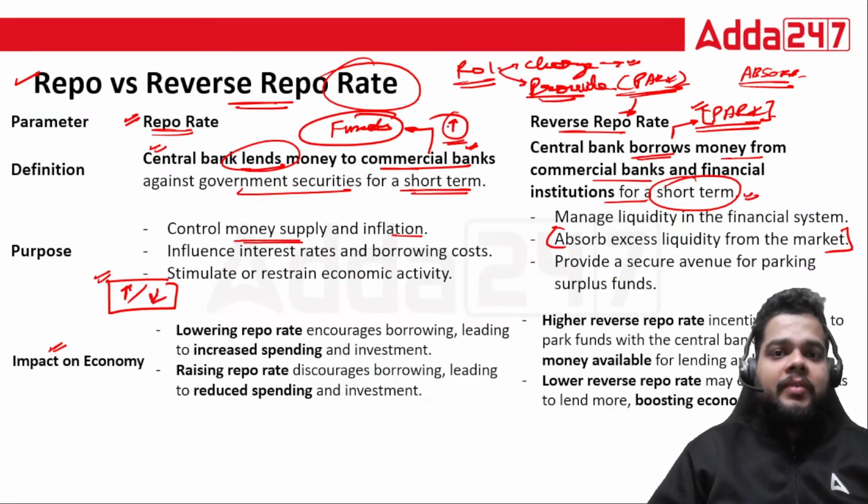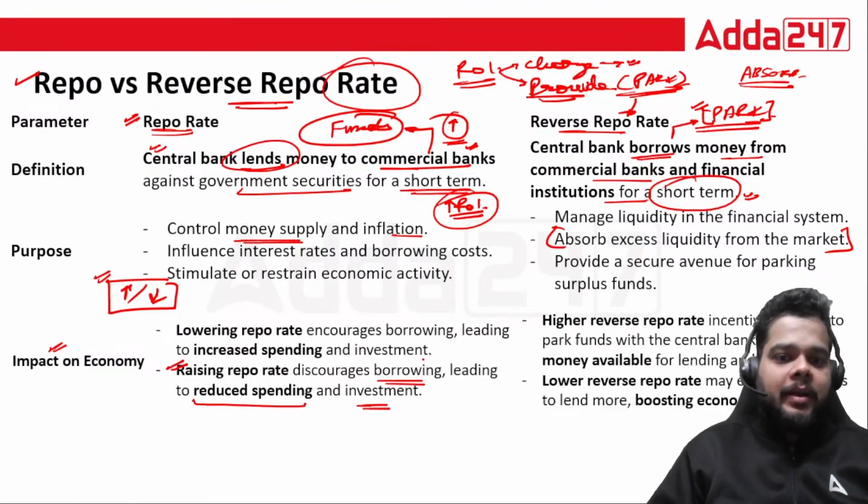So not only will they have to pay more interest to the RBI, ultimately the trickle-down effect will reach the consumers also, and the commercial banks will charge more interest from their consumers as well. So raising the repo rate will discourage borrowing. Why? Because the rate of interest is now high, leading to reduced spending and investment. The investment will ultimately be lowered.